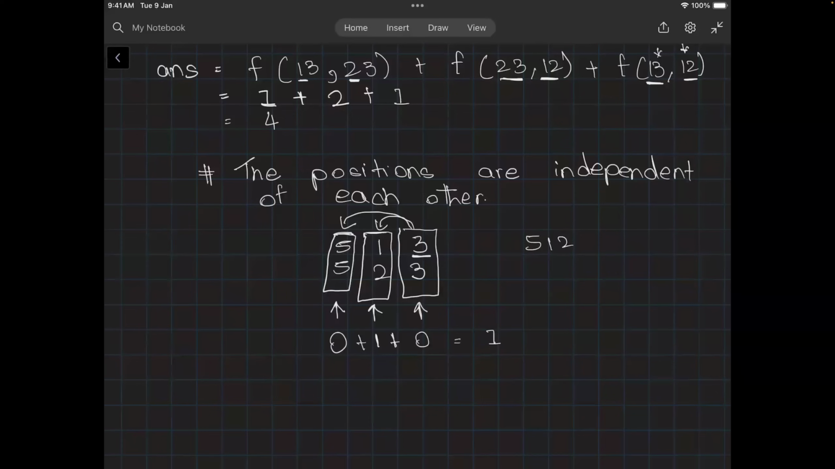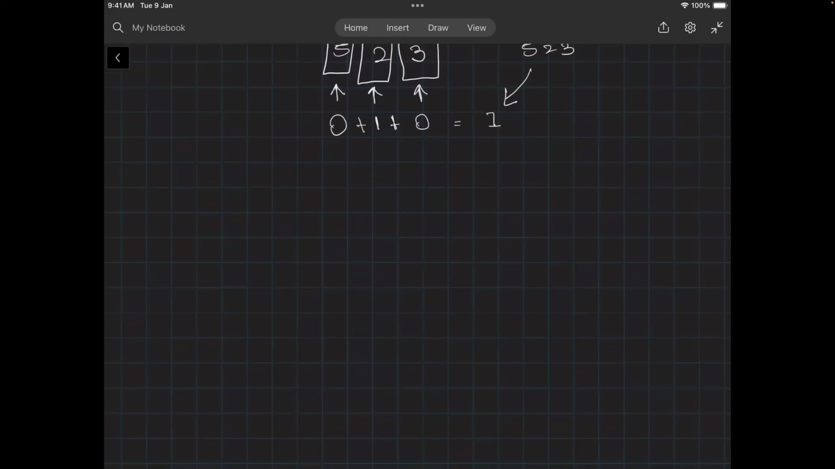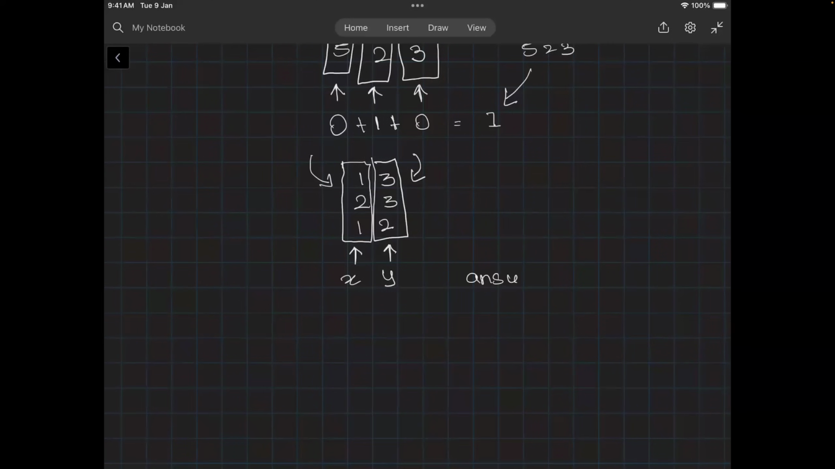And 512 and 523 are different in exactly one position. Now, what did we realize, guys? We realized that the positions are independent of each other. So can I say that this 13, 23 and 12 can be broken down into two separate columns, which is 3, 3, 2 and 1, 2, 1. And then if we are able to find the answer for this separately, let's say this is X, and for this separately, which is Y, won't our final answer be X plus Y? Let's have a look, guys.